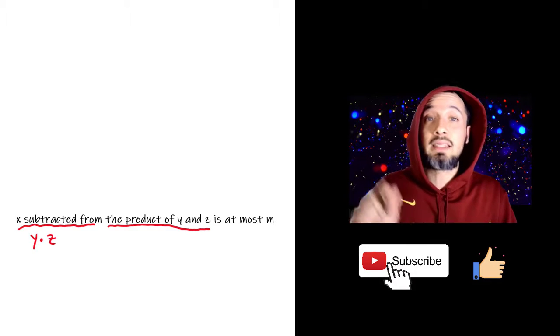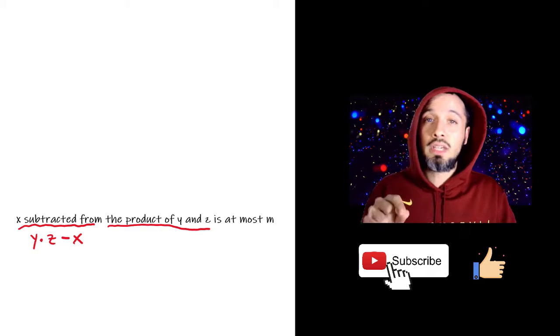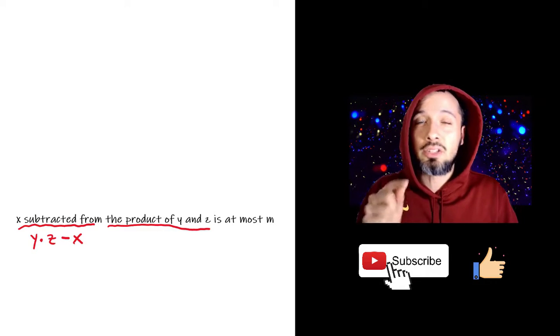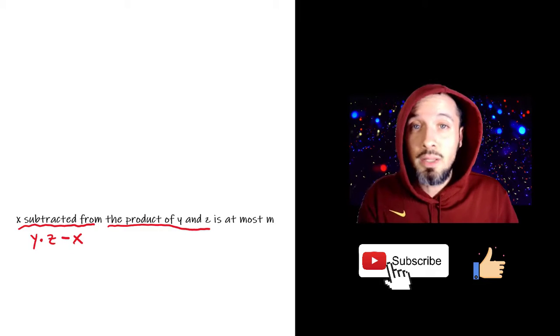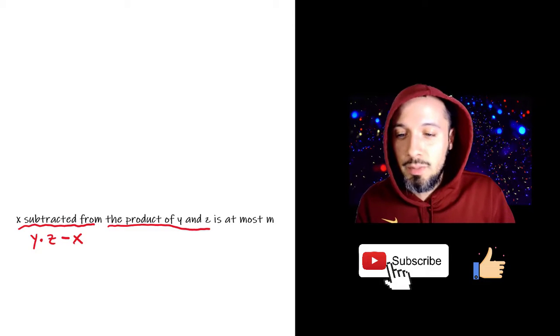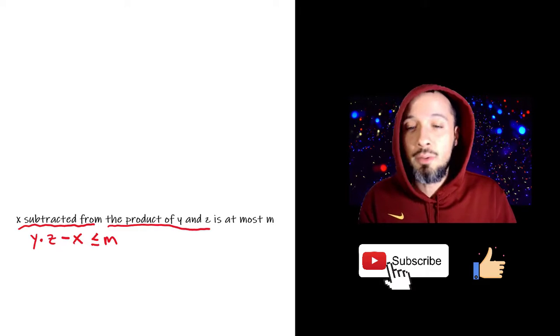Now we're going to subtract x from that. So I'm going to subtract x. So this one you've got to pay close attention to. One thing I would recommend is if you're subtracting, ask yourself, what is the correct order for this one? If you're subtracting from something, you put it afterwards. Alright, and then at most would be less than or equal to m. So this is x subtracted from the product of y and z is at most m.